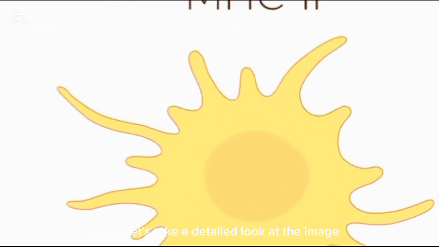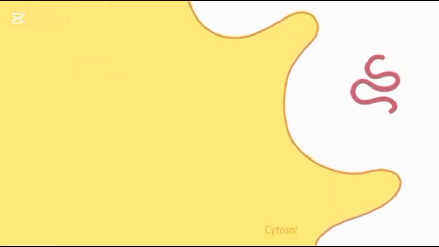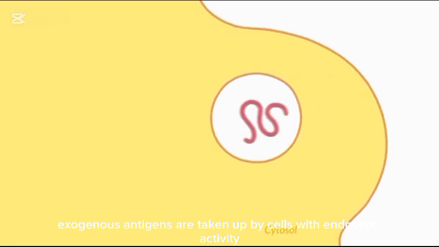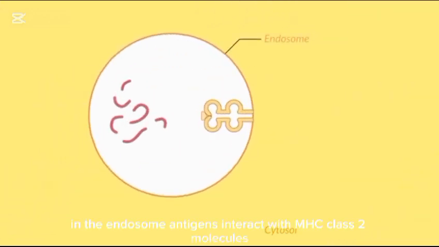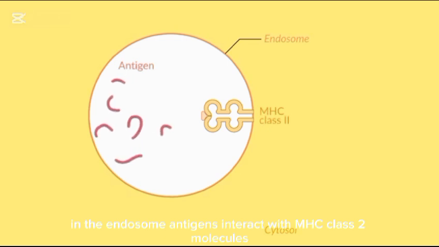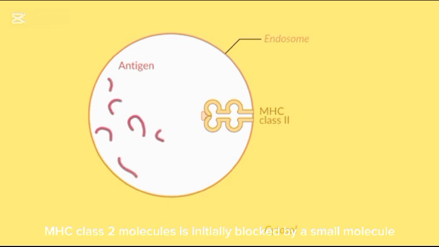Now let's take a detailed look at the MHC class II antigen presentation pathway. Exogenous antigens are taken up by cells with endocytic activity. In the endosome, antigens interact with MHC class II molecules. The binding site of these MHC class II molecules is initially blocked by a small molecule.